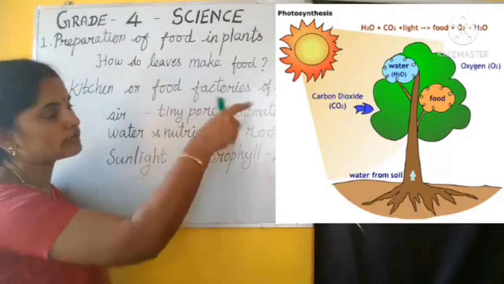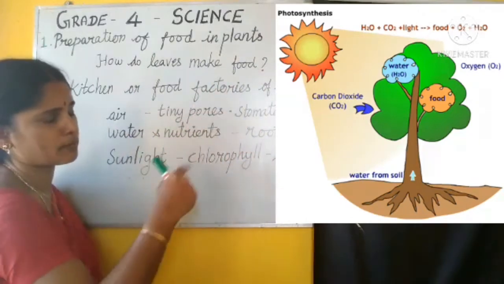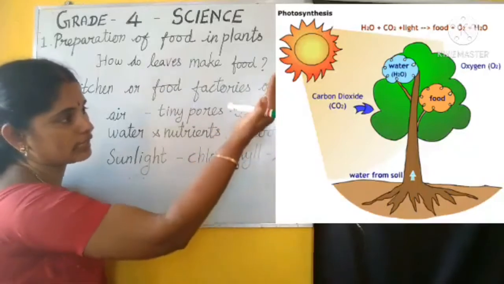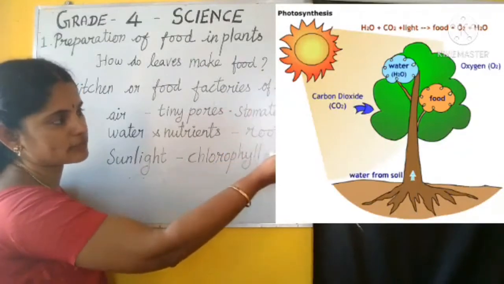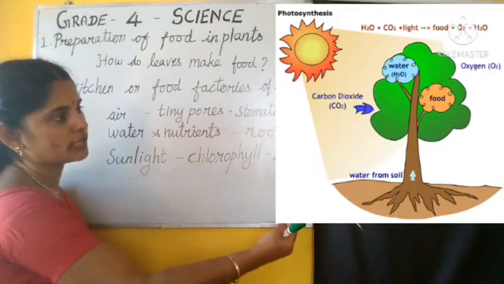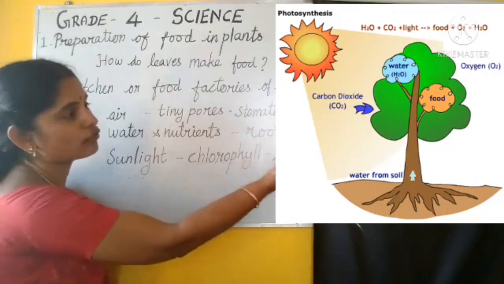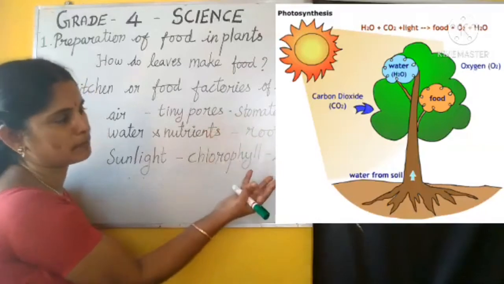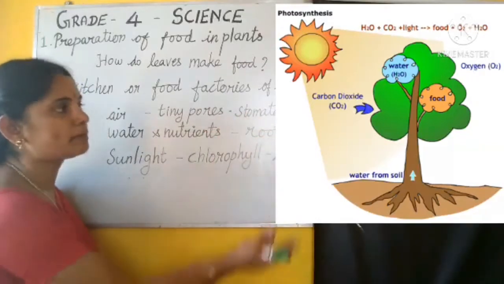Isn't it? Look at the picture. Through the roots, water and nutrients pass to the stem and reach the leaves. In the leaves, the sunlight is absorbed. And through the stomata, exchange of gases happens. So what work is happening there? Photosynthesis work. When the work is finished, what do we get? Food is prepared. As a result of photosynthesis, food is prepared.